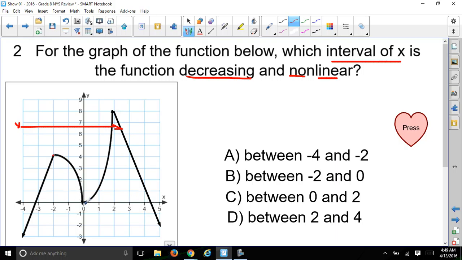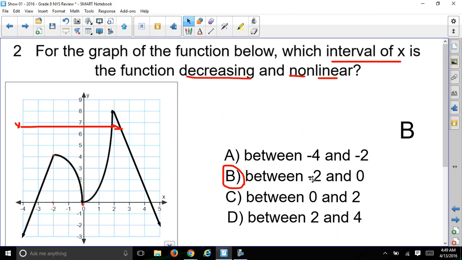So let's draw a dot right here where it goes down and look at the x values. At the x values, I notice it goes between -2 and 0. So it's going down, and it's not linear, it's a curve. So I'm going to pick choice letter B for my answer. So let's take a look and see if that's right. Between -2 and 0, it is nonlinear, which means it's a curve, and it's decreasing going down.